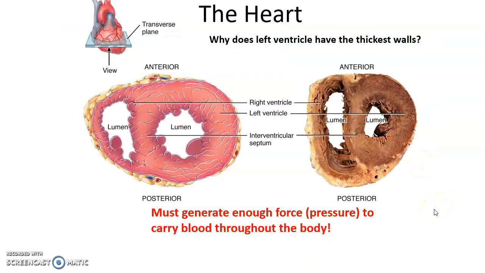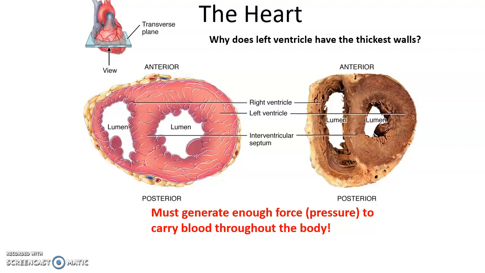All right, so if we did a transverse section of the heart and looked at the ventricles, we would see that the left ventricle has much thicker myocardium, a much thicker wall than the right ventricle. So the left ventricle has much more cardiac muscle tissue than the right ventricle. This is because the right ventricle is only sending blood to the lungs. Lungs are not that far away, do not need a lot of pressure, a lot of force to get the blood to the lungs and back.